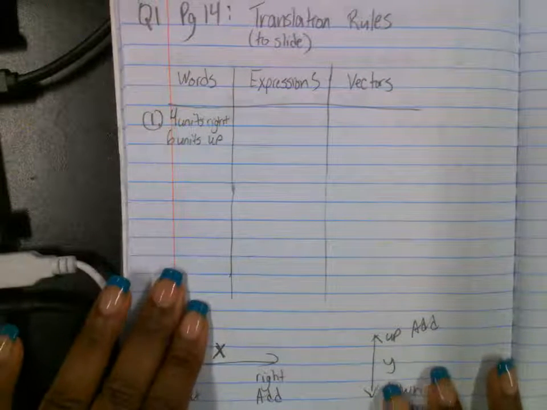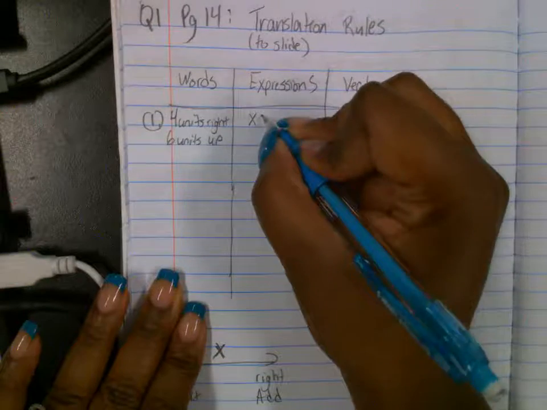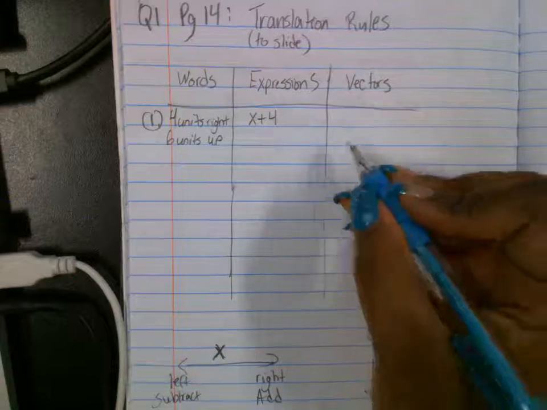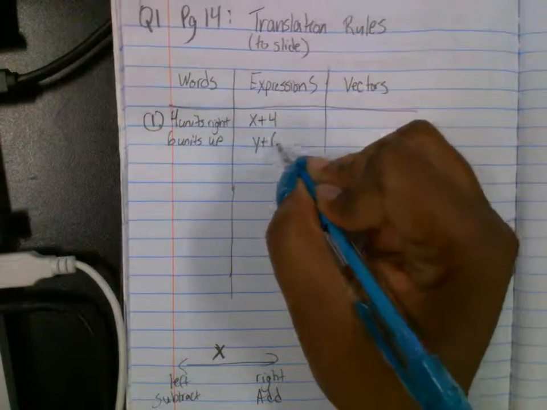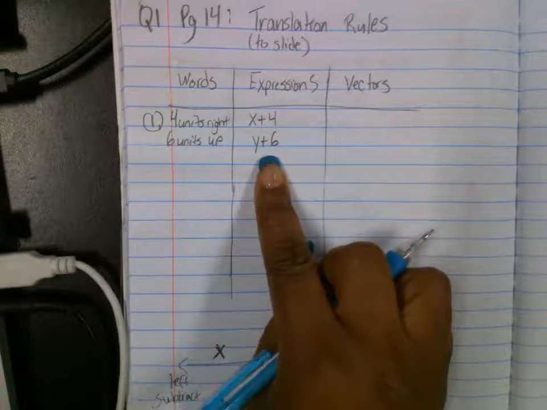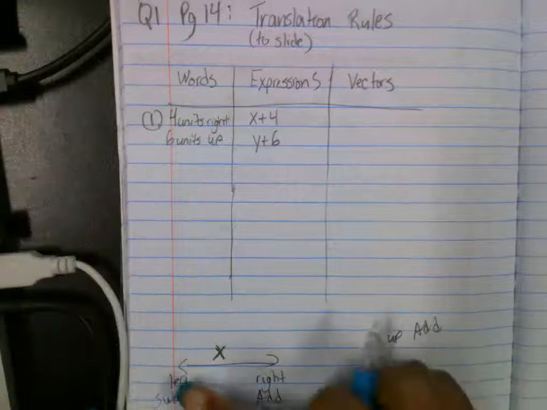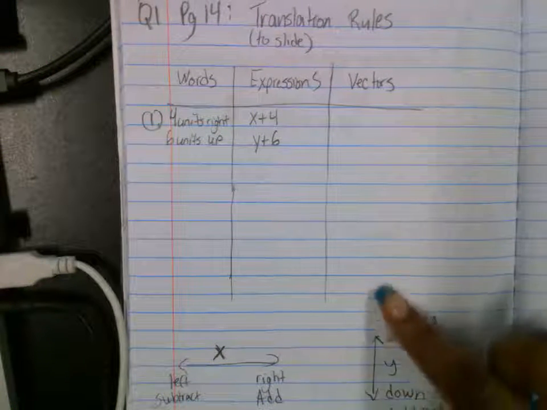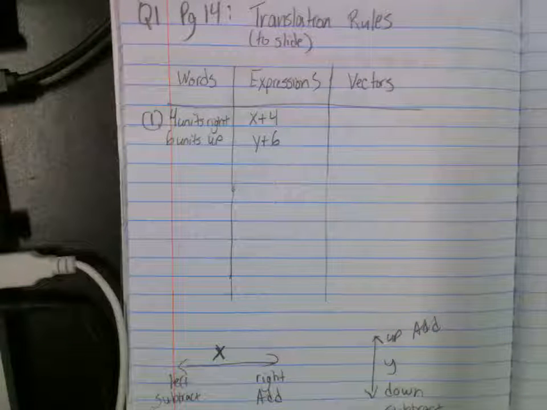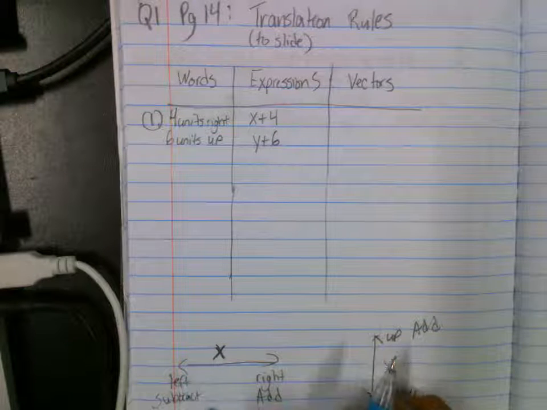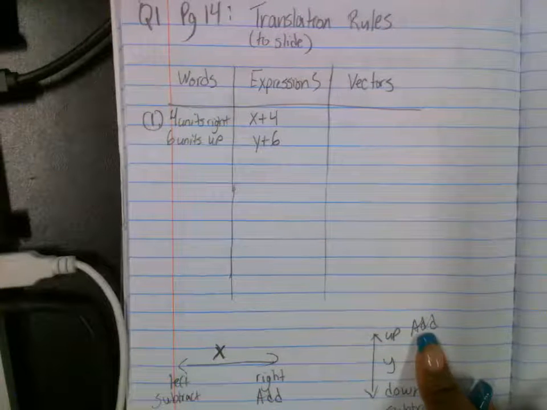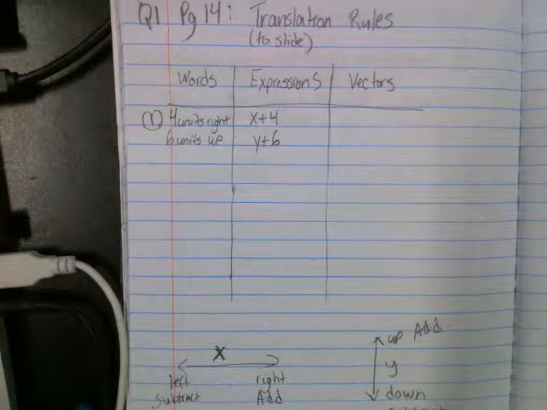Yes. X plus 4 for this one, and y plus 6 for this. Okay? Remember, X is left, right. Y is up, down. If you're moving to the left, you're going to subtract. Right, you're going to add. Up, you're going to add. Down, you're going to subtract.